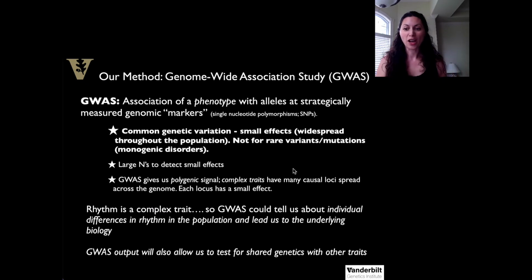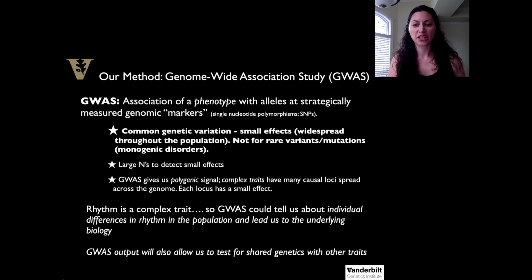The method that we are talking about today is genome-wide association studies. So QTL-GWAS gives us associations between a phenotype and genetic alleles at strategically measured genetic markers across the genome. This tells you what genes influence a trait. Let's quickly highlight a key concept of QTL-GWAS. QTL-GWAS uses common genetic variation to show us small effects that are widespread throughout the population. That's different than detecting rare variants or mutations that would cause large effects at a single locus.